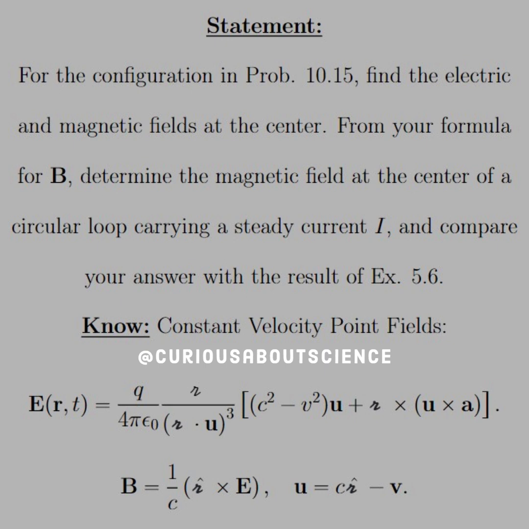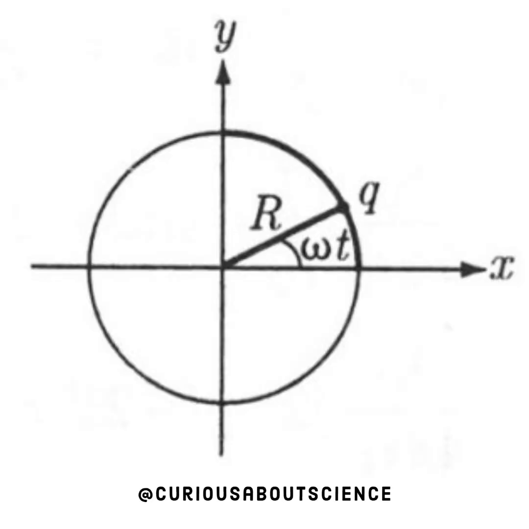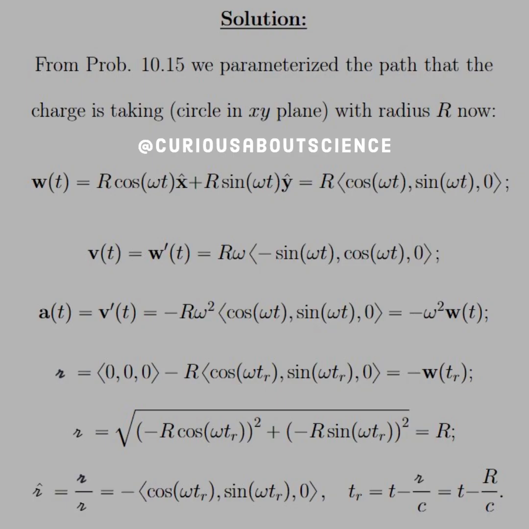What we need to know, okay, we have the electric and magnetic fields with regards to the constant velocity point charges. Here, what was known was that we were moving in a circular motion, radius r. The angle was omega t, so Q was somewhere on the circle in the xy plane. And now let's just start tackling along and define all these parameters.